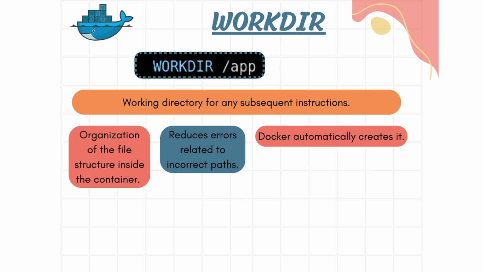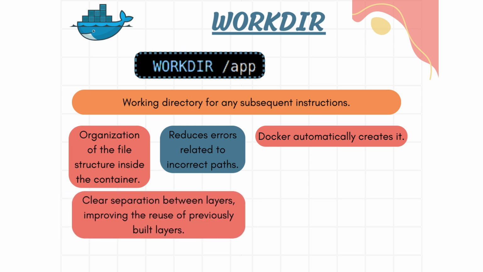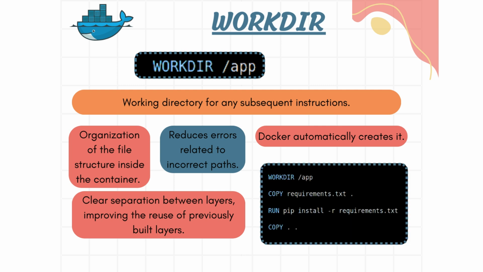Additionally, WORKDIR improves layer caching. Docker uses layer caching to optimize builds, and by using WORKDIR, we can provide clear separation between layers, improving the reuse of previously built layers. For example, WORKDIR /app, COPY requirements.txt ., RUN pip install -r requirements.txt, COPY . . By copying and installing dependencies separately, you avoid rerunning pip install every time you change non-related code files, making your builds faster.